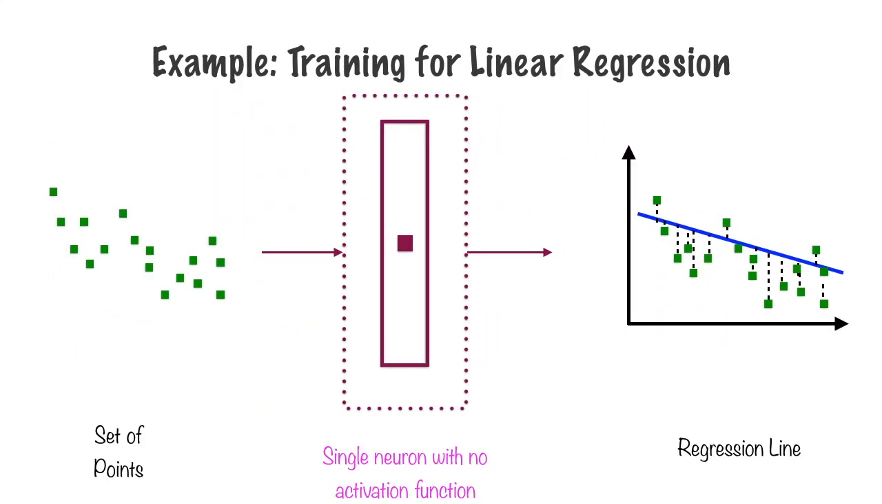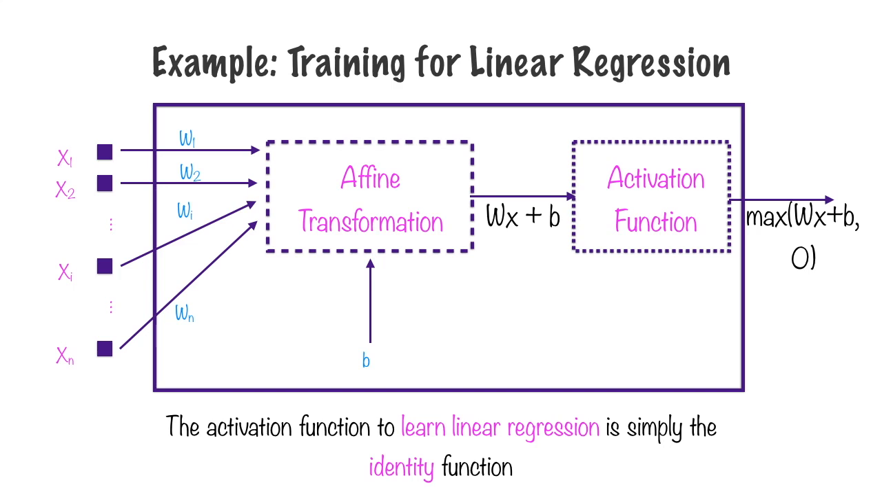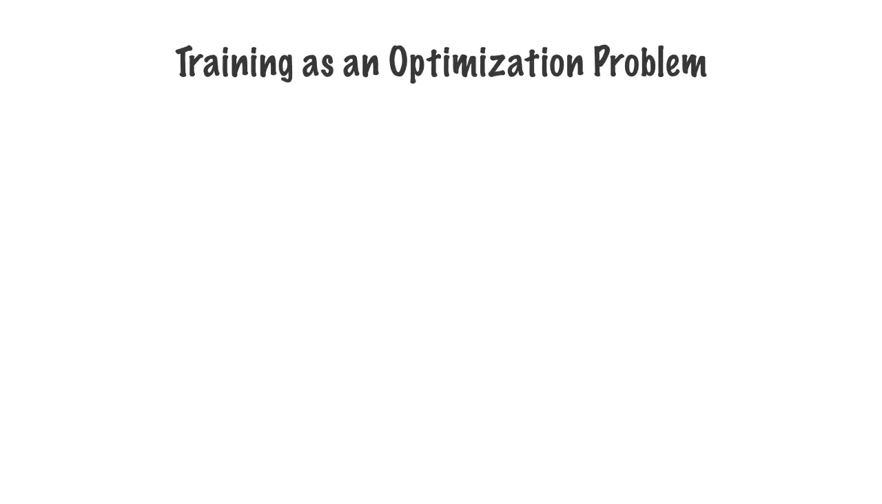Now, we've seen how we train a single neuron for linear regression. We have a set of points which we feed into the single neuron, and we get a regression line. We also know that the activation function for a single neuron for the purposes of linear regression is the identity function, activation set to none.